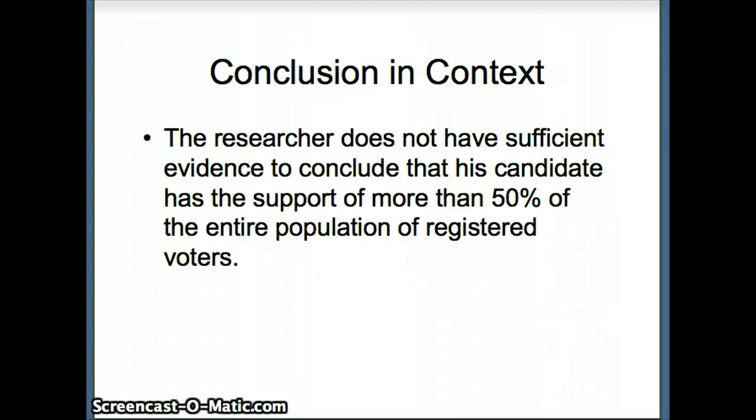And then we have to ask ourselves, what does this tell us in context? The researcher wanted to conclude that more than half of all registered voters supported his candidate, but we failed to reject H0. So H0 was P equals 0.5. It could be 0.5. He does not have enough information to conclude that more than 50% of the entire population of registered voters will support his candidate.